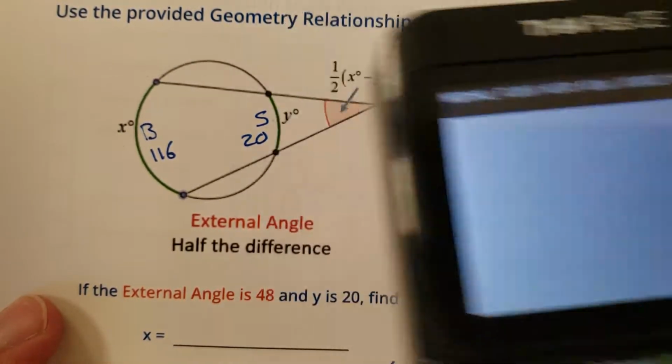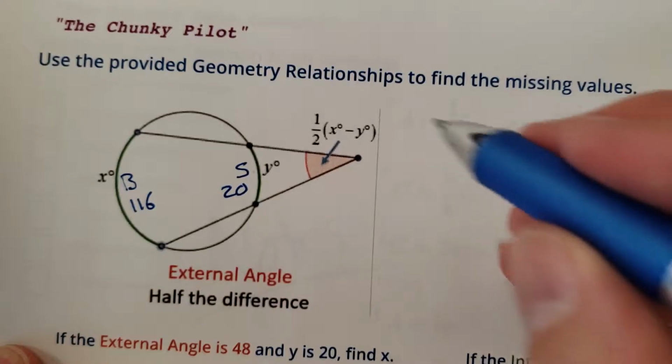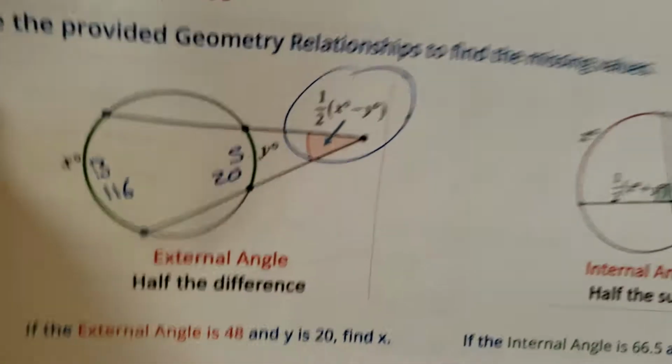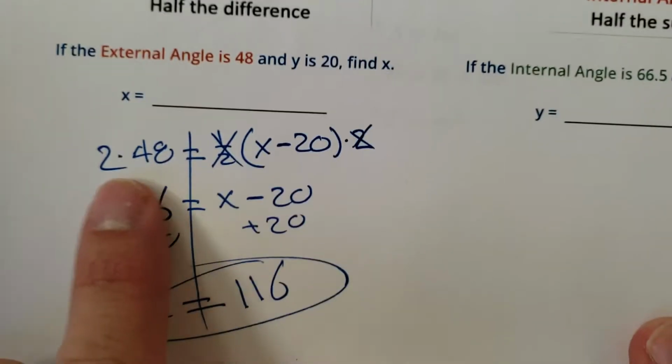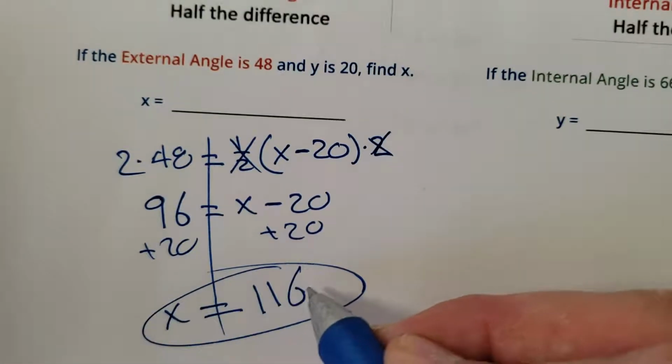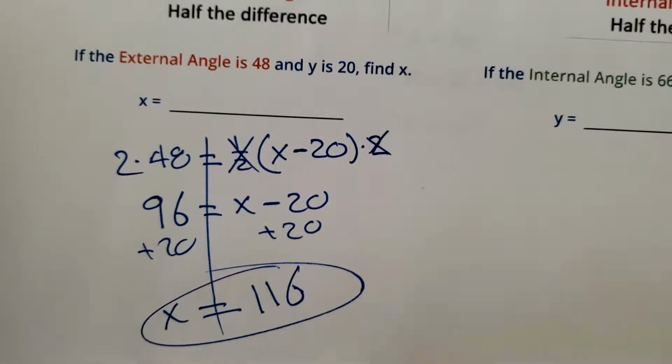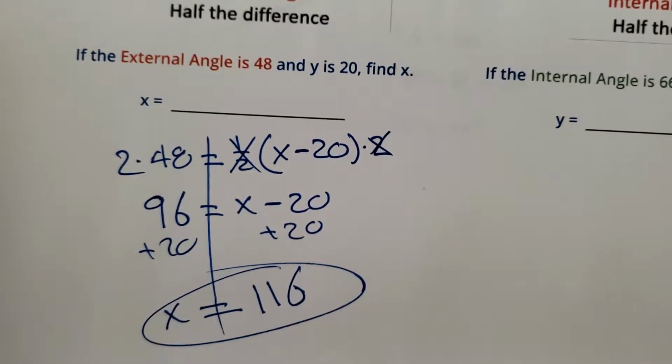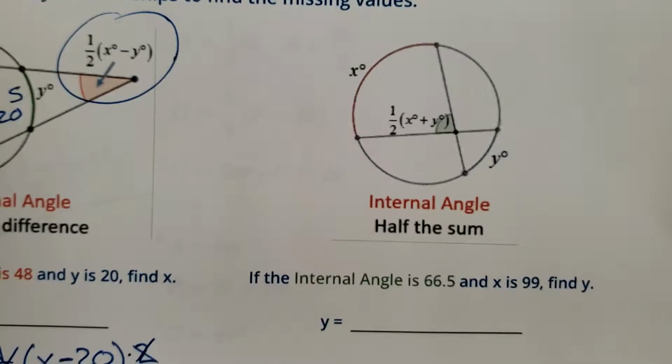All I did was use the formula. You have the external angle, we'll set it up, solve it with your math skills, and then everybody wins. It's just a basic two-stepper, and we've done ones like this before, so you should be okay. All right, let's knock out an internal angle.